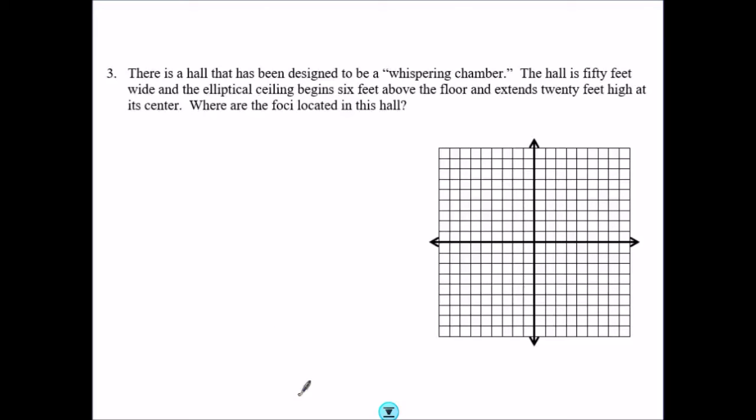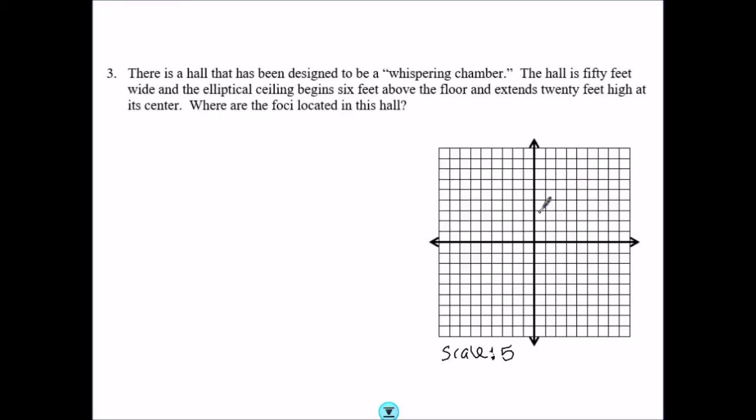So, to make our lives a little bit easier, let's ignore the fact that the ellipse starts 6 feet above the floor. We'll deal with that at the end. We know that it's 50 feet wide, and we know that it's 20 feet high. Clearly our graph does not go to 50 or 20, so let's say that each one of these lines is going to be 5. So our scale is that one line is 5.